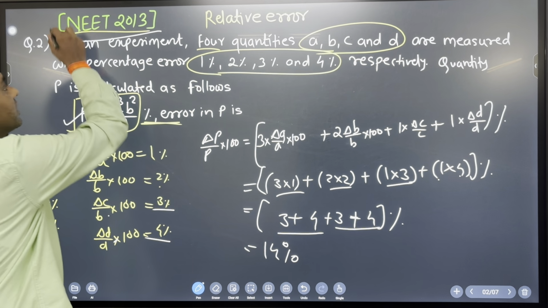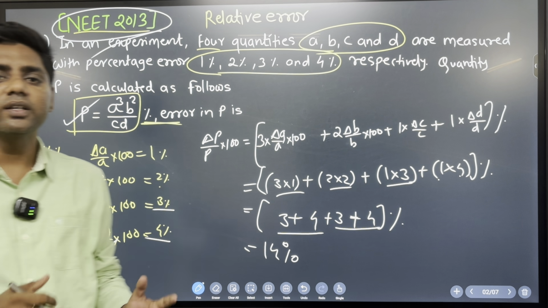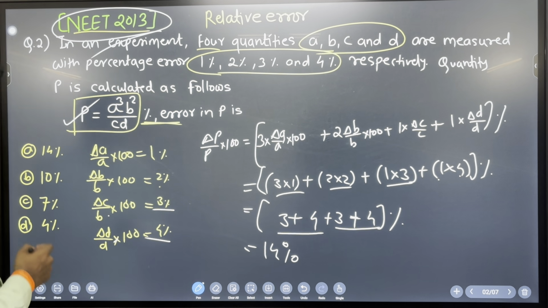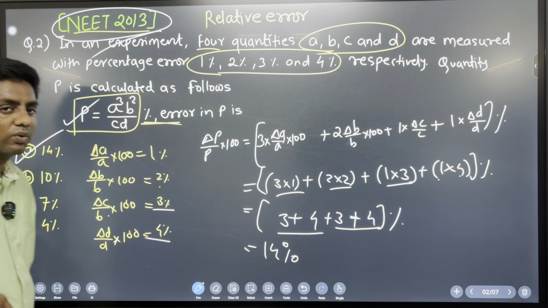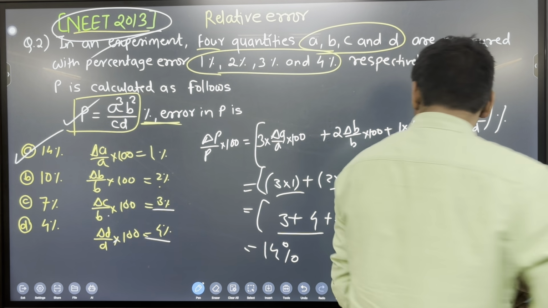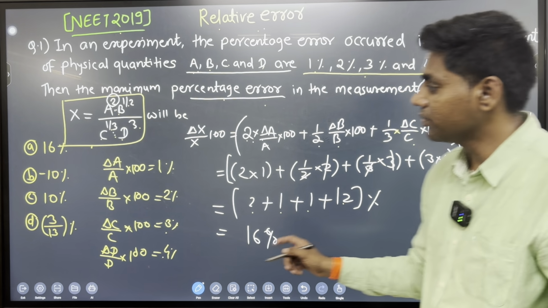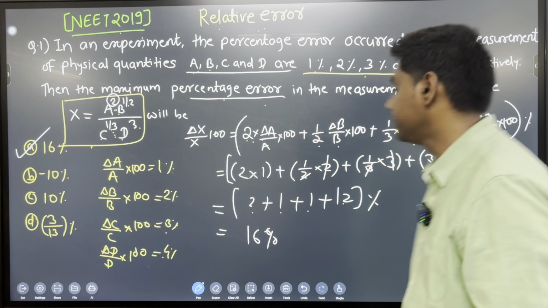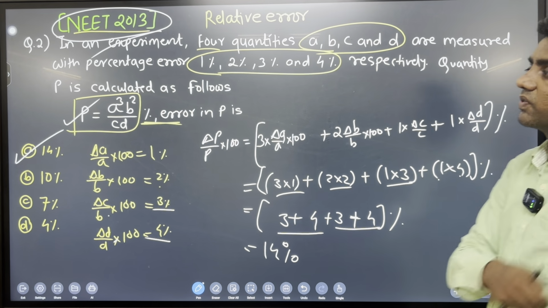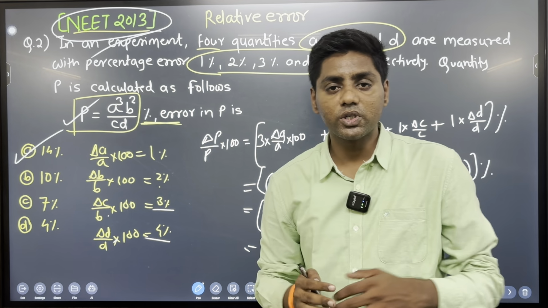So in such a way we calculate the question asked in the NEET 2013 examinations. So इसका option है 14%. So option A is correct. प्रीवियस का हमने टिक किया था ऑप्शन, ओके 16%. सो ये रह गया था, ठीक है. So in such a way we solve the questions asked in the NEET examinations. और टॉपिक है रिलेटिव एरर.